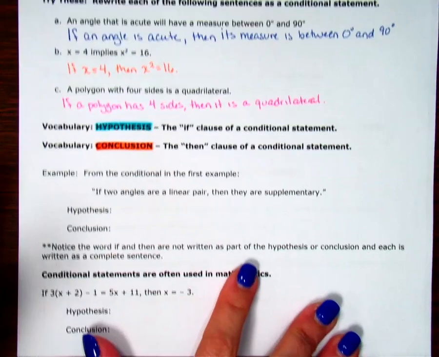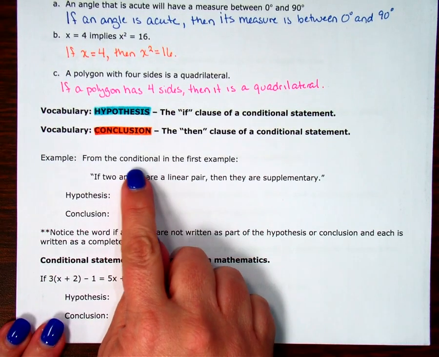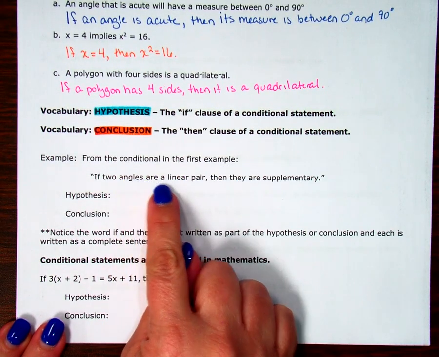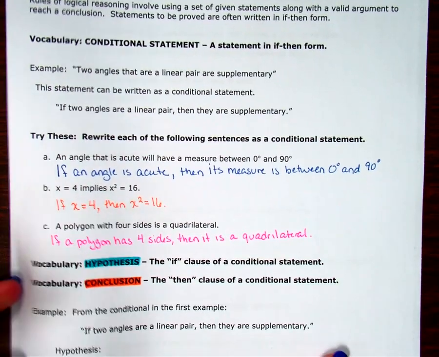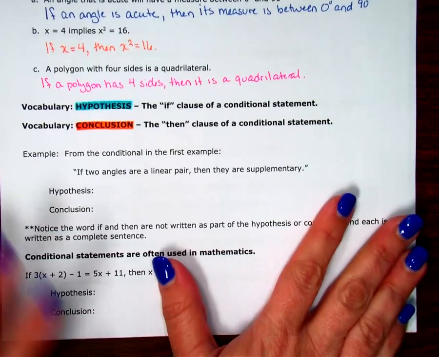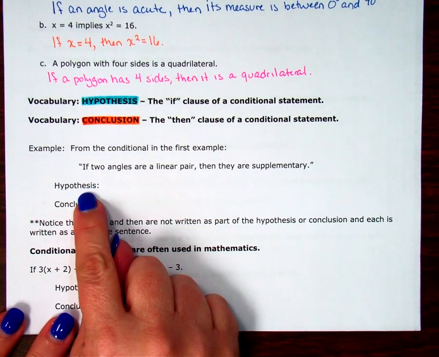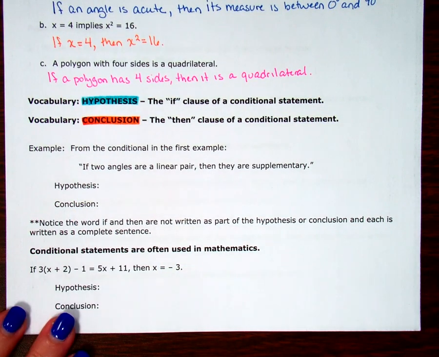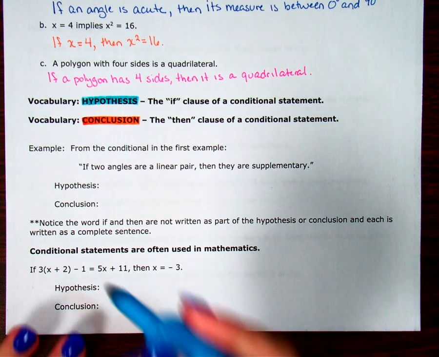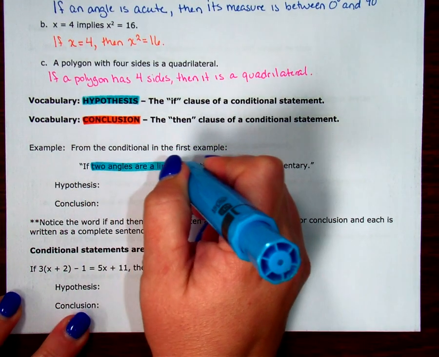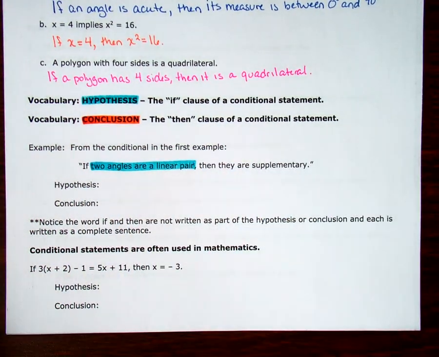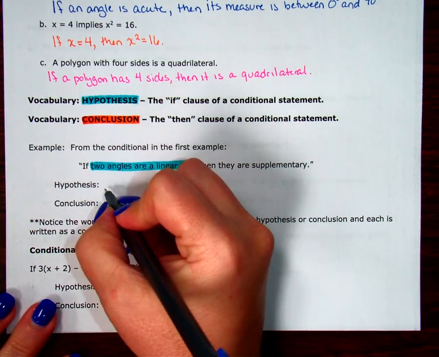Okay? So here's an example. It says, from the conditional in the first example, if two angles are a linear pair, then they are supplementary. Remember, that's the one we did up here, so we're just staying with that one. We're going to identify the hypothesis and the conclusion. So your hypothesis is everything that comes after the if, but before the then. And it doesn't include the word if. So two angles are a linear pair. Okay? That is my hypothesis. Two angles are a linear pair.